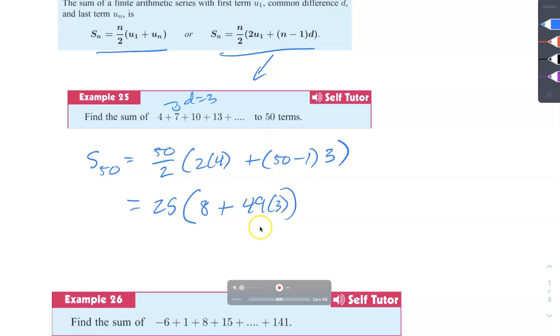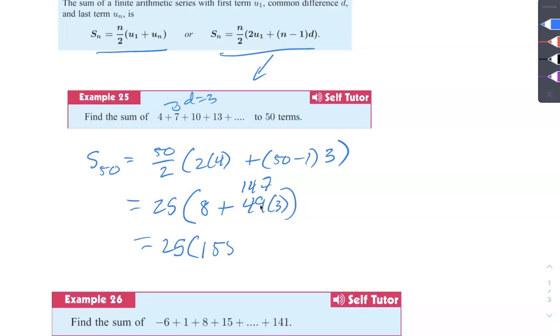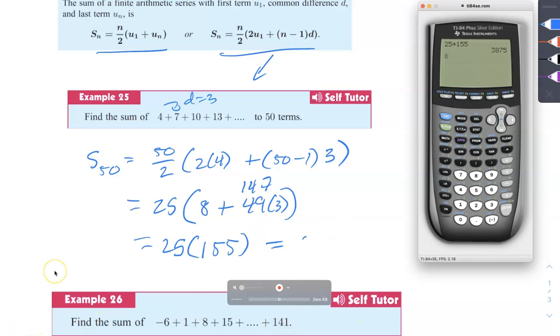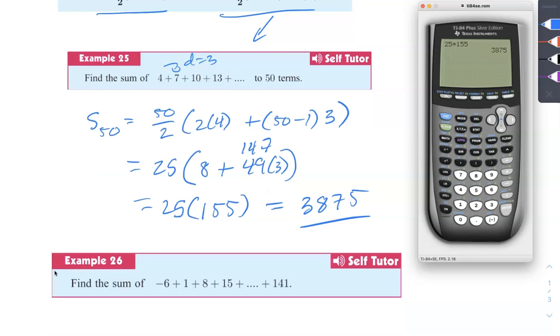Now again, order of operations: multiplication before addition, so I have to do these two first, and then I can add it to 8. 49 times 3 is, let's see, 147 plus 8, so I'm going to get 25 times 155, which I don't know what that is. So I can use the calculator real quick. I get 3875. So there we go.